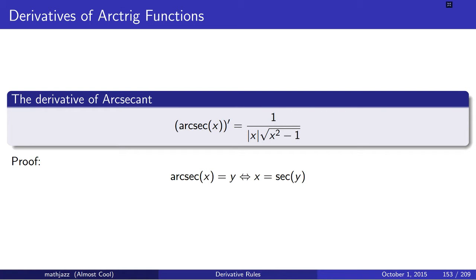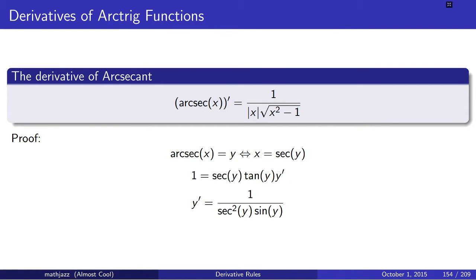The derivative of arcsecant is done in a similar manner. Arcsecant of x equals y is the same as x equals the secant of y. We take the derivative of both sides. We solve for y prime.